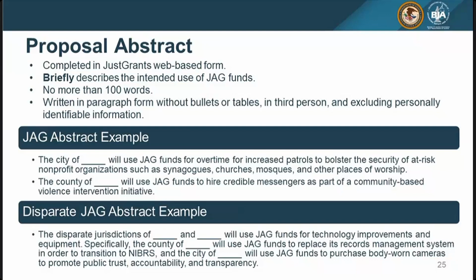For a disparate JAG abstract example, the disparate jurisdictions of X and Y will use JAG funds for technology improvements and equipment. Specifically, the county of X will use JAG funds to replace its records management system in order to transition to NIBRS, and the city of Y will use JAG funds to purchase body-worn cameras to promote public trust, accountability, and transparency. So as you can see, these are really, really brief. We are only looking for a sentence or two of what JAG funds will be used for.